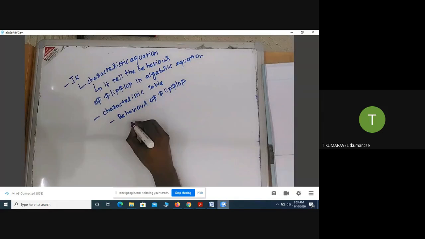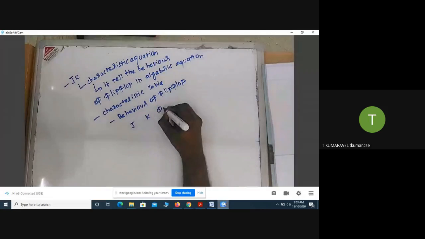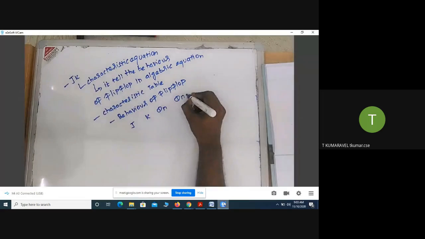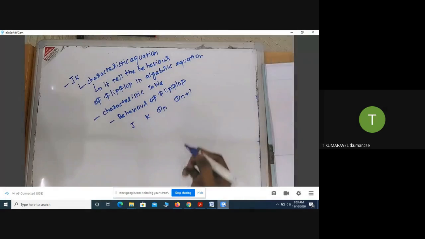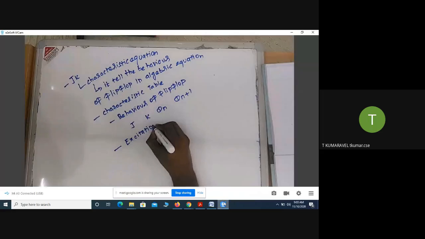Suppose this is a JK flip-flop. What is the previous state output? The Qn plus 1 is called the current state output, or otherwise called the next state output. After that we have seen, okay, what is the excitation table?